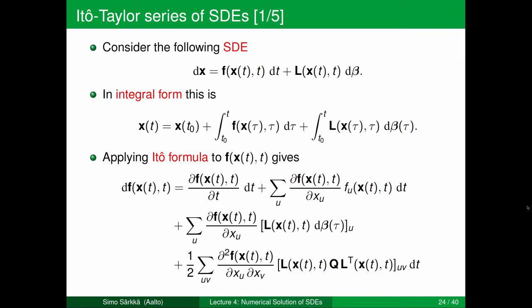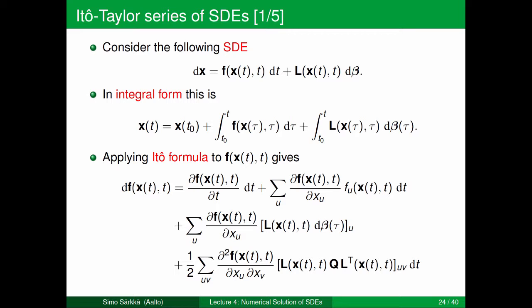So what we will now do instead is that we use the Ito rule for f. The Ito rule gives that df is equal to the partial derivative of f with respect to t times dt, plus the sum of partial derivatives of f with respect to x_u times f_u dt, plus the sum over u of partial derivatives of f with respect to x_u times L dβ, plus half times the second partial derivatives of f with respect to x_u x_v times L Q L transpose, then times dt. Here we have already substituted dx into the Ito formula.